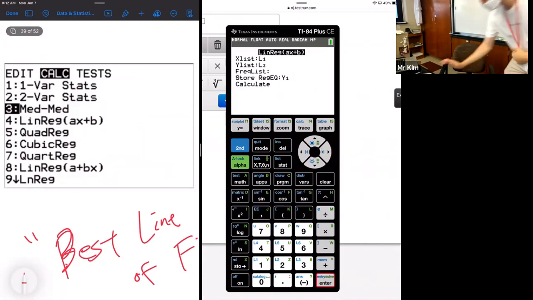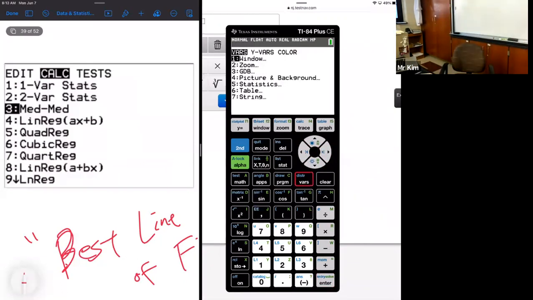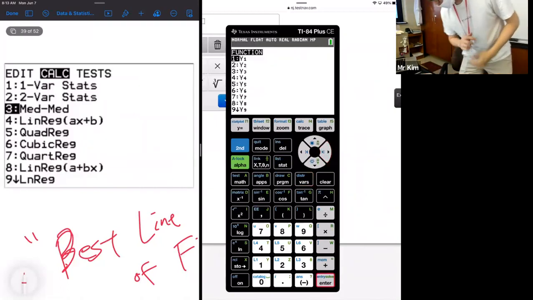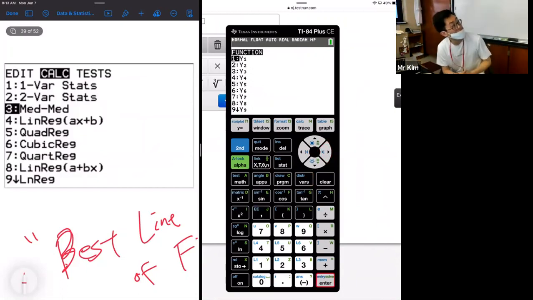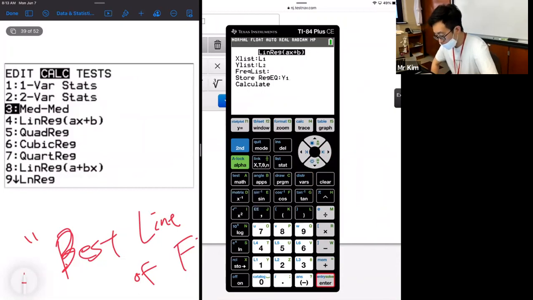And I'm going to show you that one more time. Go to variables here, which is this button. Scroll to Y variables, and then function, and then we can store that in Y sub 1. And then that allows me to have the equation already input into the Y equals screen in the first place. So there's nothing extra that I need to do. And if you guys are ready with that, just please press calculate. I'm just going to still be on the screen for those of you guys who are still working.